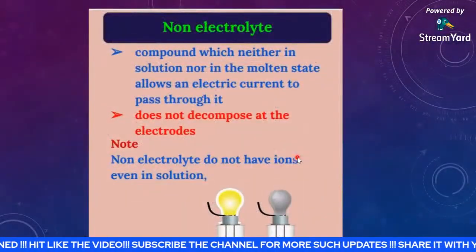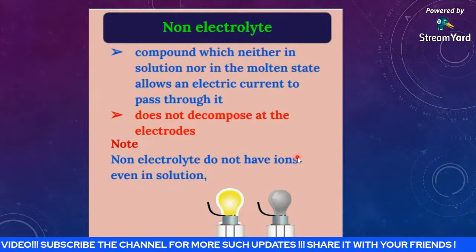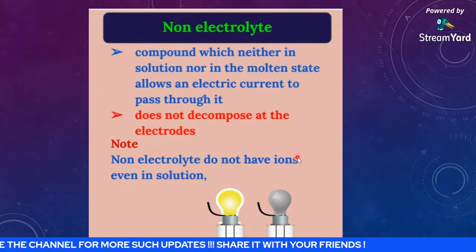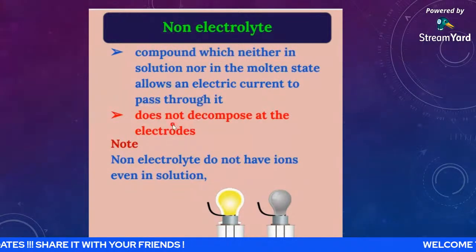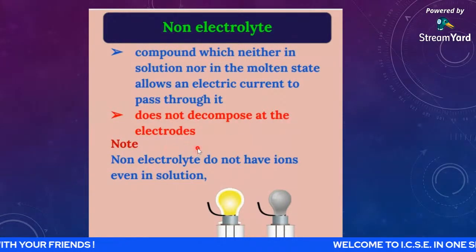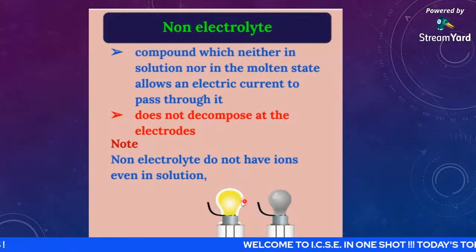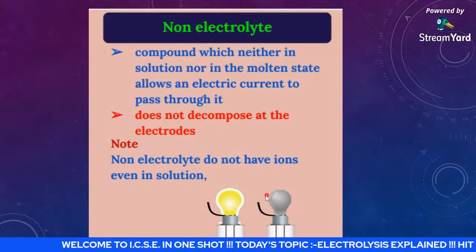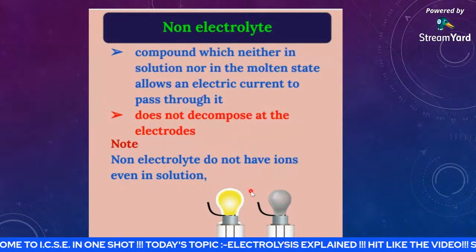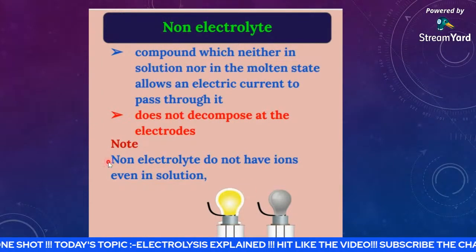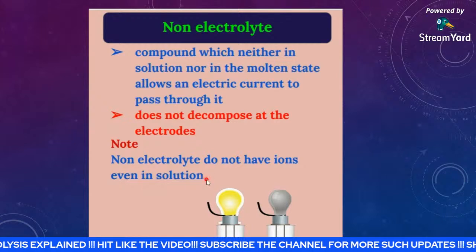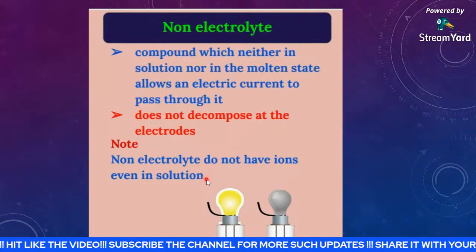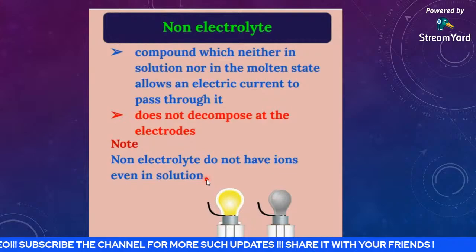Non-electrolytes are compounds which, either in solution or in the molten state, do not allow electric current to pass through them. They do not decompose at the electrodes; they practically do not decompose. See, this is for strong and weak electrolytes respectively, and this is for non-electrolytes. Non-electrolytes do not have ions even in their solution. They are only filled with an abundant amount of molecules.